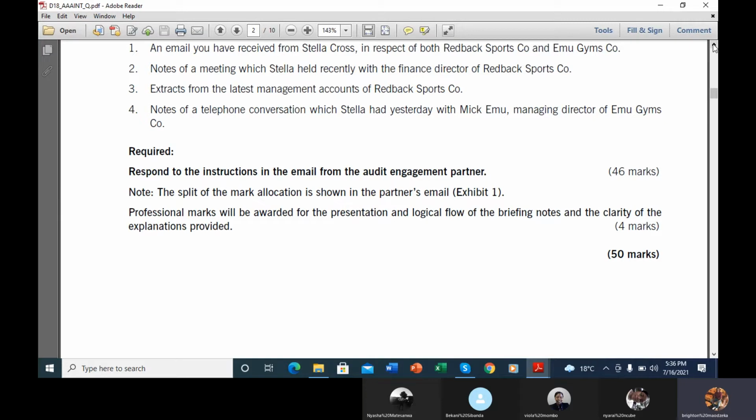Then I clearly said, if you're asked to evaluate risk of material misstatement, please avoid discussing or evaluating detection risk, because detection risk is not a component of risk of material misstatement. Are we together? That's why I've chosen this question, because in this case you are asked to evaluate both business risk and risk of material misstatement. The split of the mark allocation is shown in the partner's email, exhibit one. Your boss is going to delegate the work.